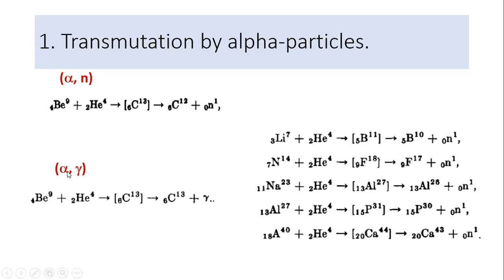And if it is the bombardment of alpha and the emission of gamma rays, as we have already discussed in the previous lectures, there is no change in the atomic number and the mass number in the case of gamma rays.